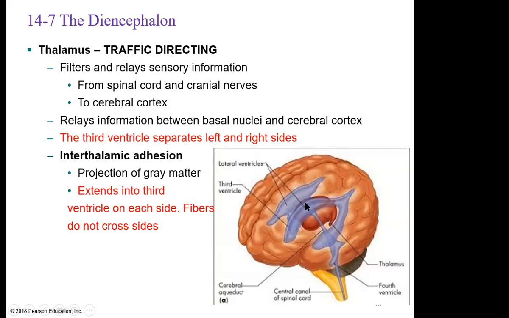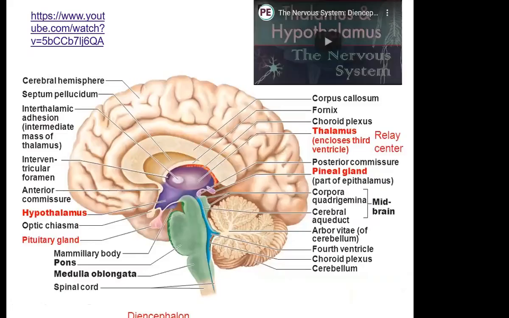It's going to receive all of the sensory information, except for what? Smell, perfect. So it receives all of the sensory information and directs it to the appropriate place within the cerebrum. It gets sensory information from the spinal cord as well as cranial nerves, and sends it to the cerebral cortex. It will also relay information between the basal nuclei that we just saw and the cerebral cortex. So the thalamus is a very busy place, with a lot going on.